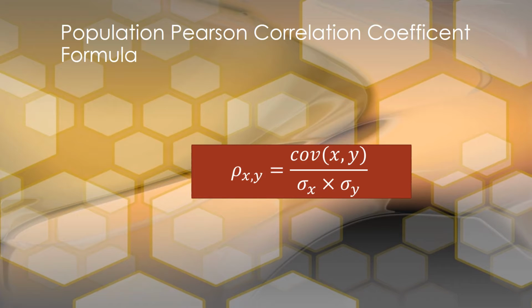So this is the formula for the population Pearson correlation coefficient. And we're going to use rho. And rho is this p looking thing. So the correlation between x and y is rho, and that's for the population. And then on top we have the covariance of x and y. And it ends up being the variance of x and y, and I'll show you why I call it that. And it's how much x and y move together. And then on the bottom we have the product of the two standard deviations. So we multiply the population standard deviations together.